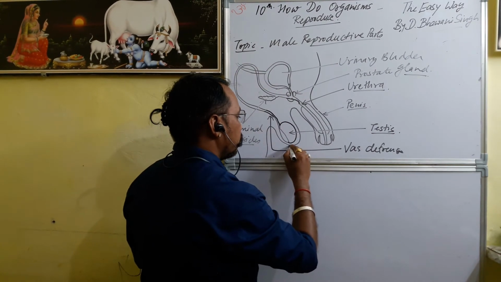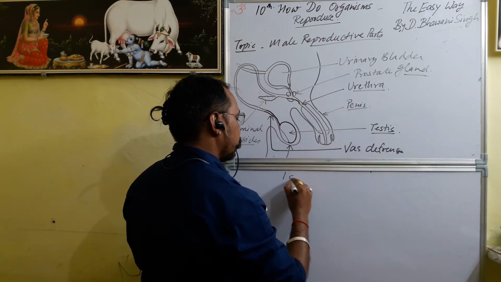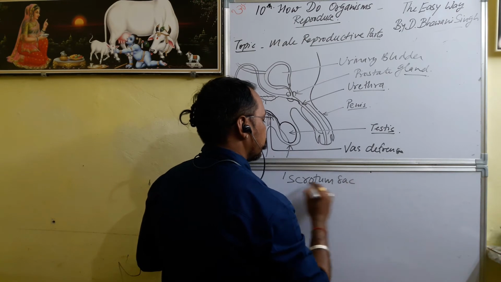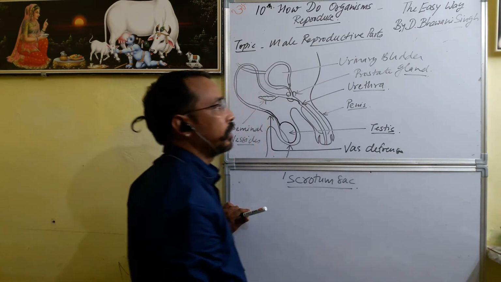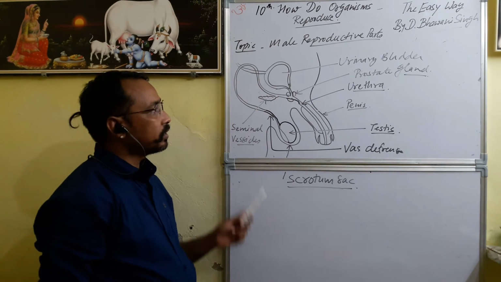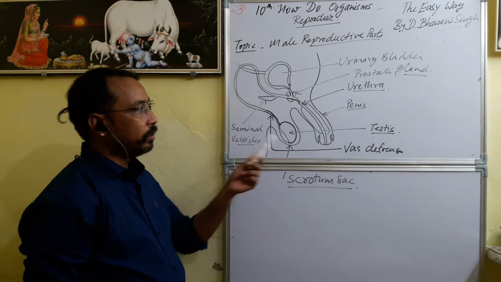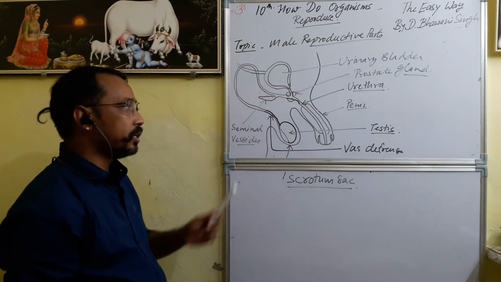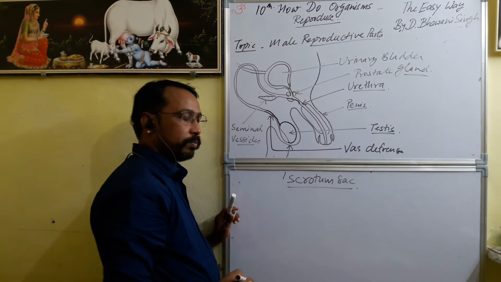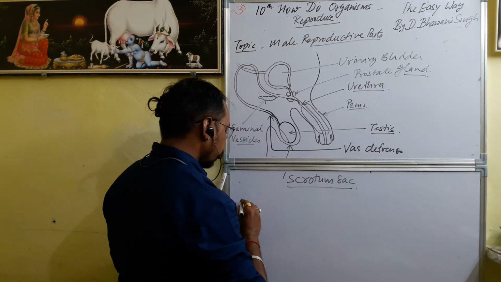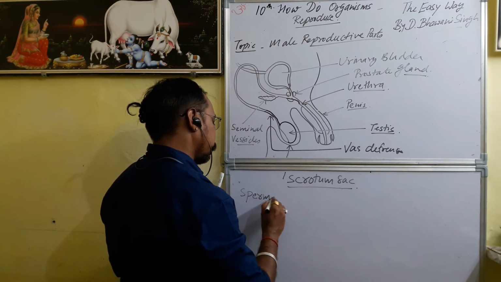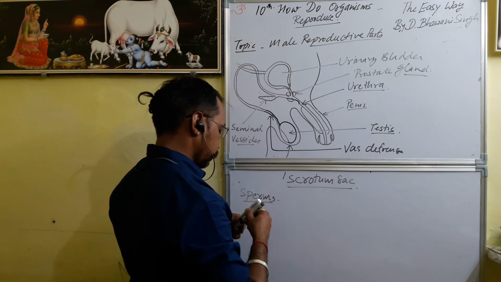And this skin sac is called scrotum. Scrotum sac we call it. What is very important? Diagram. In case of that, it is important, and the labeling is very important. It carries marks. And what is the role of scrotum? What happens for the production of sperms? I say healthy sperms.